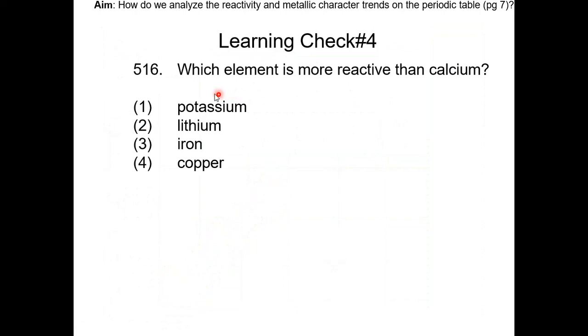Learning check number 4. Which element is more reactive than calcium? Pause the video and resume once you have the answer. Okay, so based off the reactivity trend for metals, it should be potassium. Choice 1. The reason is because potassium is to the left of calcium.